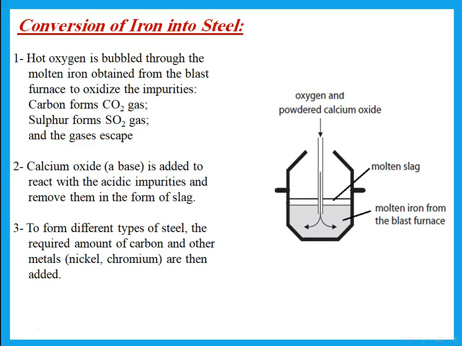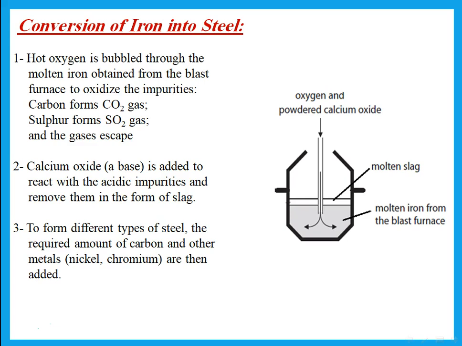But some of the other impurities like silicon and phosphorus will actually form acidic impurities, so acidic oxides. To this acidic oxide, we add calcium oxide, which is a base, in order to react with it and neutralize it, to remove it in the form of slag. So it forms slag that floats on the top of the furnace, and it can be removed.